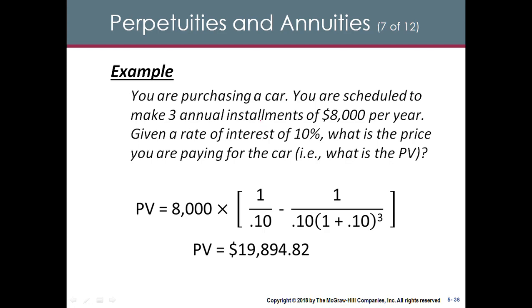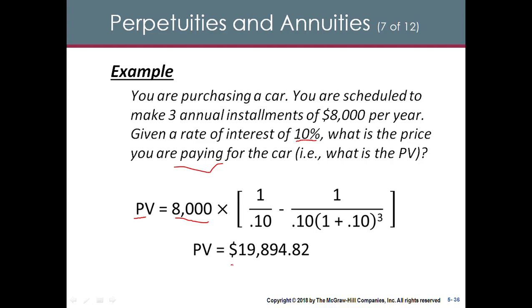For example, let's say you're purchasing a car and you're scheduled to make 3 annual installments of 8,000 per year. If the interest rate is 10%, what should be the price of the car? That means what should you be paying today? So it's asking you what is the PV. So I use the PV formula. I would use C, that is 8,000, and 1 over r minus 1 over r into 1 plus r to the power t.